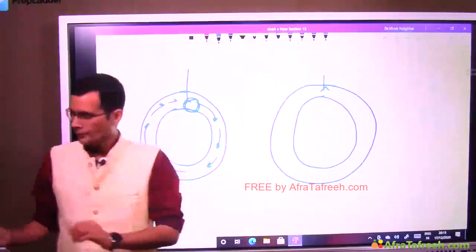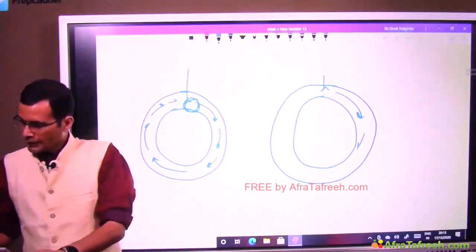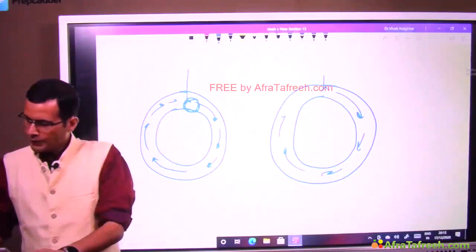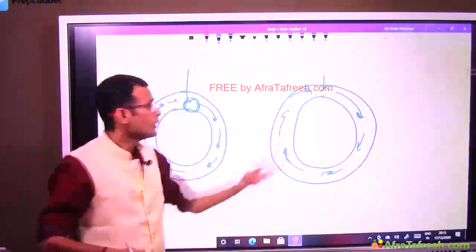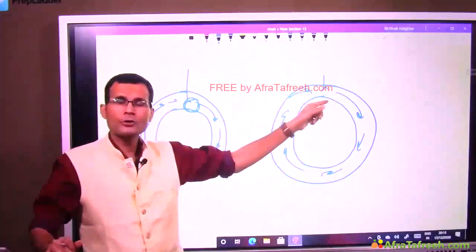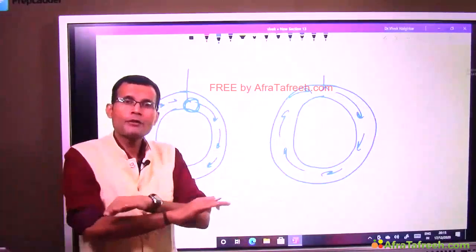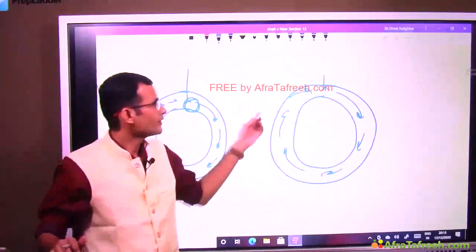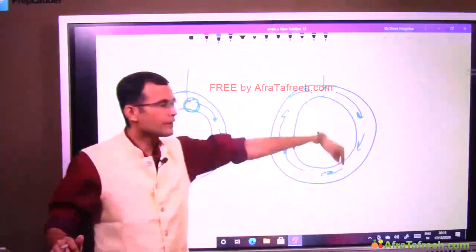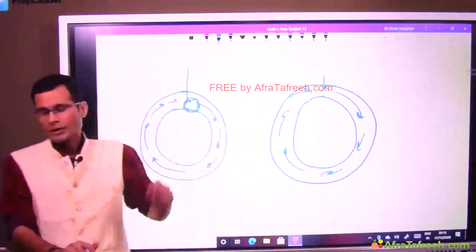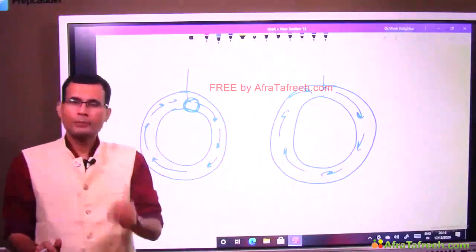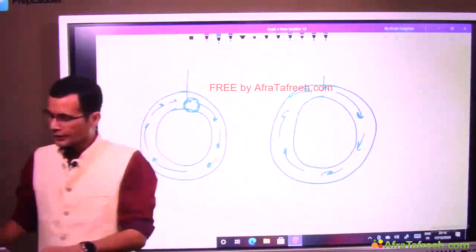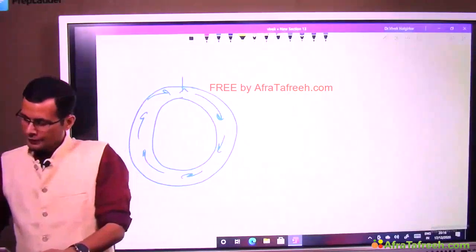What will happen? By the time the impulse goes back, because it was traveling very, very slowly, by the time it goes back to that 12 o'clock position, the refractory period will be over. Then it can enter that path again, it can re-excite that path again. So slowed conduction velocity in a path is bad. It can cause re-entrant circuits.